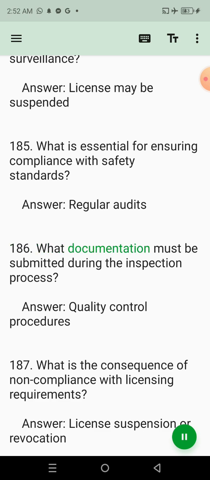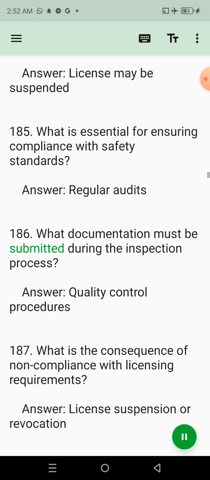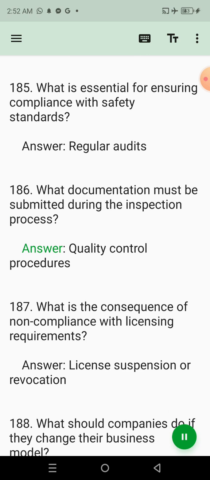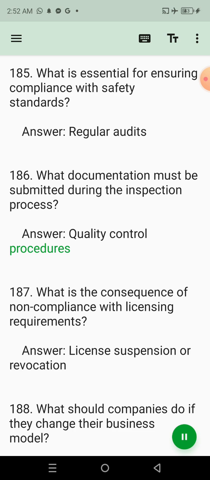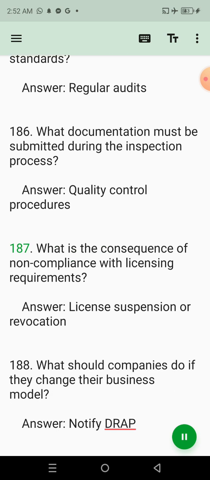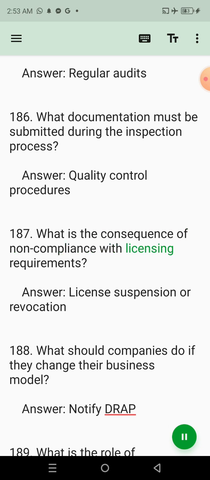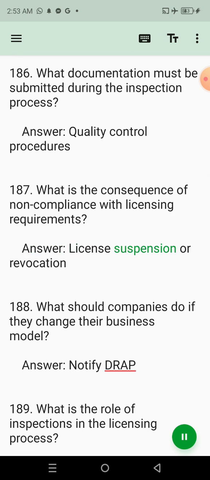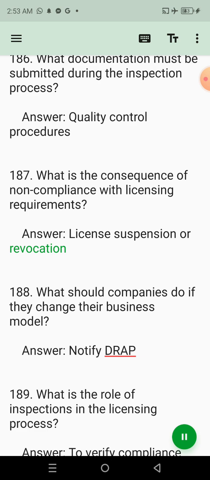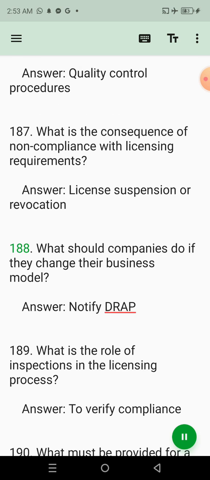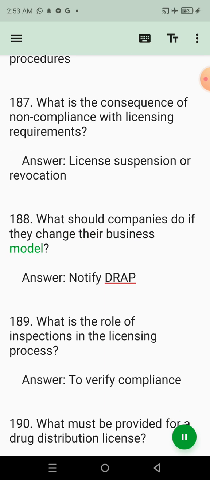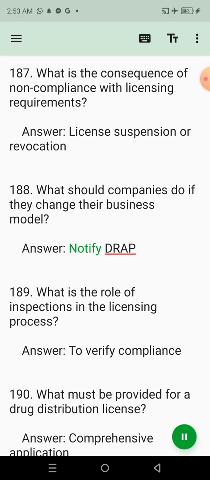186. What documentation must be submitted during the inspection process? Answer: Quality control procedures. 187. What is the consequence of non-compliance with licensing requirements? Answer: license suspension or revocation. 188. What should companies do if they change their business model? Answer: notify DRAP.